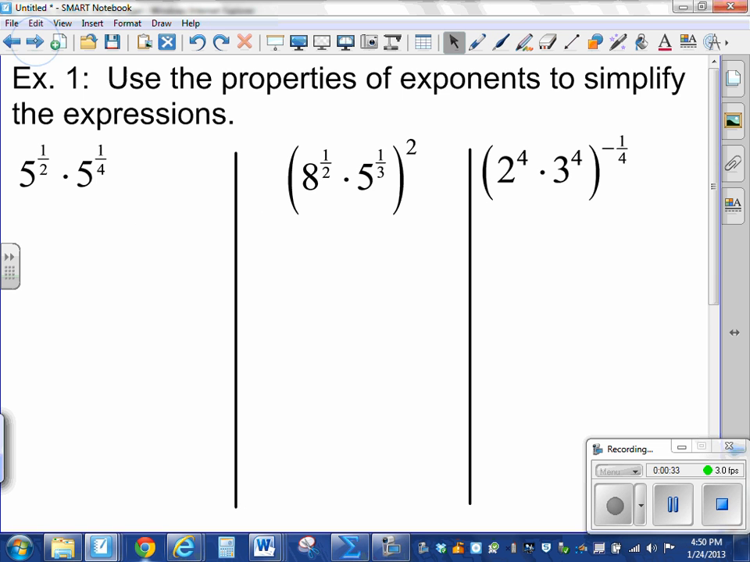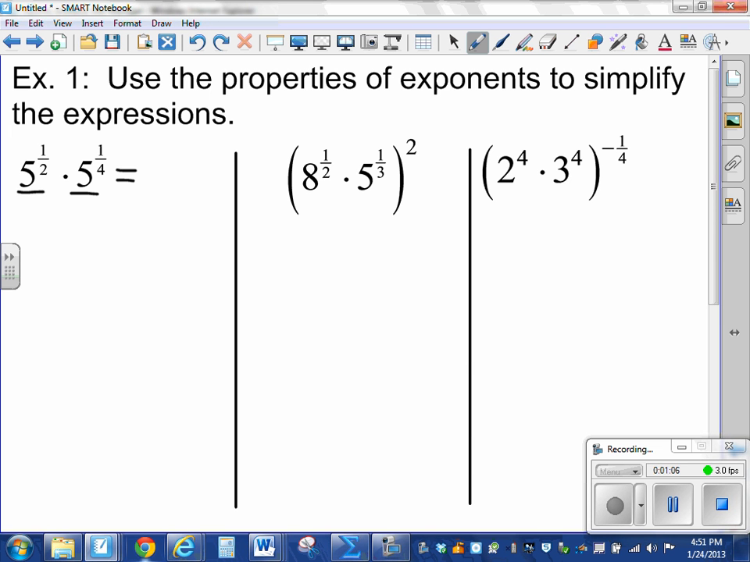So let's move on. Example one: use the properties of exponents to simplify the expressions. In class, I was telling you guys that these are rational exponents, but they follow the exact same rules as when we were going over the properties of exponents. The main things you want to look for here is when they have either the same base or the same power. When they have the same base, for example this first one, they both have a base of 5.